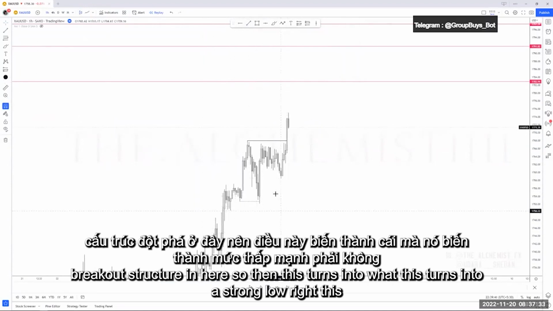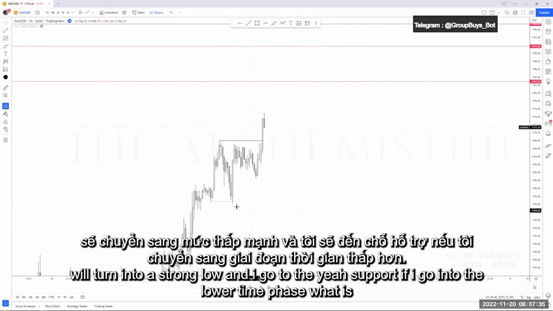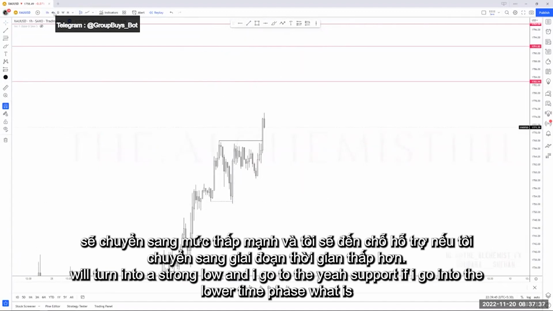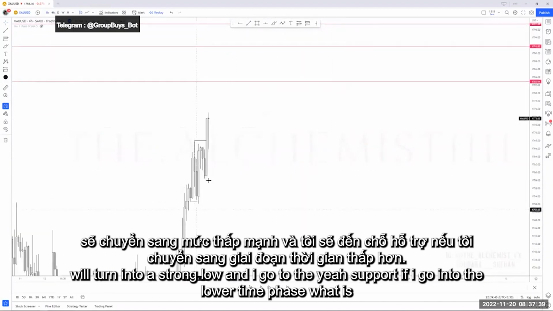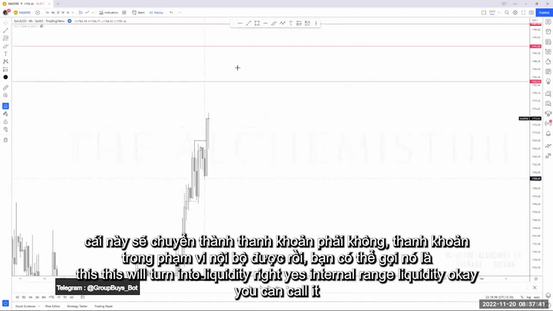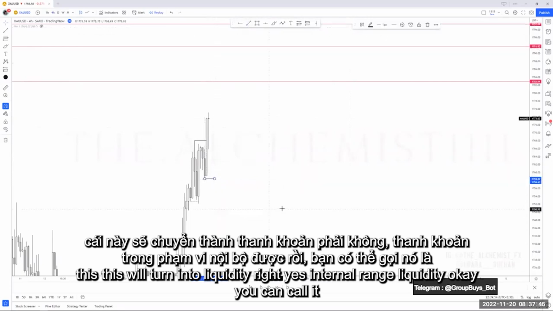So then this turns into what? This turns into a strong low, right? This will turn into a strong low. Now if I go to the support. Now if I go into the lower time frames, what is this? This will turn into liquidity, right? Yes. Internal range liquidity. Okay, you can call it whatever.